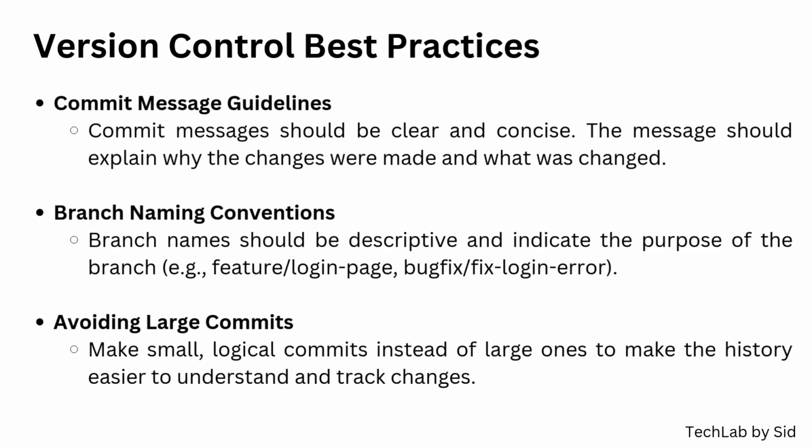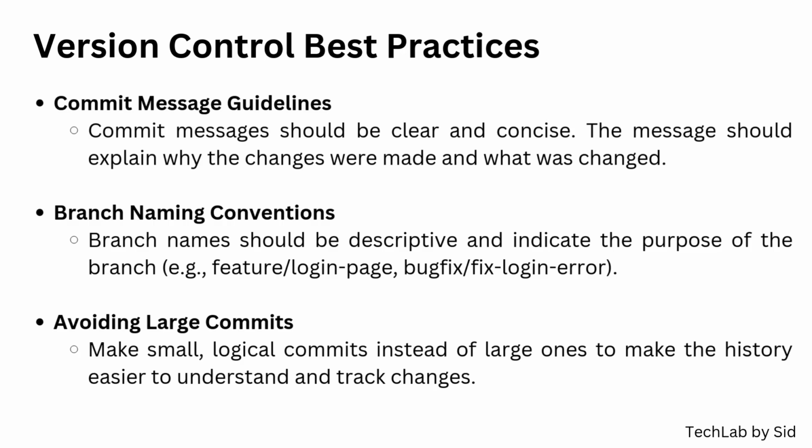Commit message guidelines. Commit messages should be clear and concise. A good commit message explains why the changes were made and what was changed, providing context for future reference. A typical format includes a short summary, 50 characters or less, followed by a detailed description if necessary.